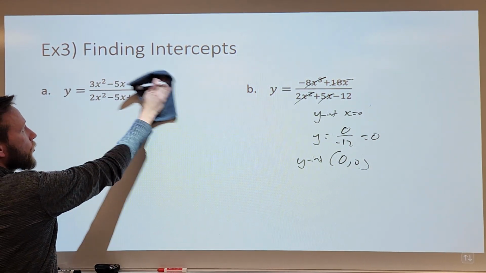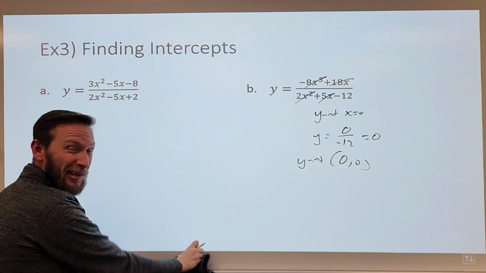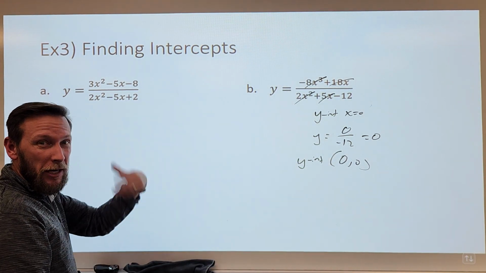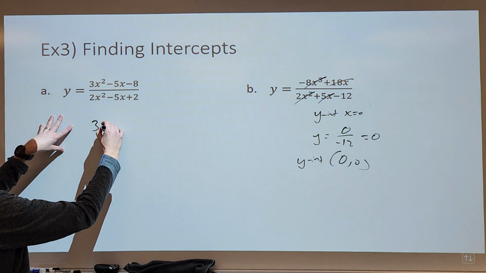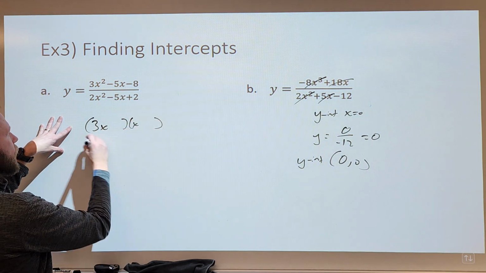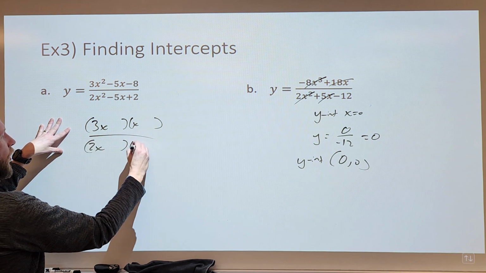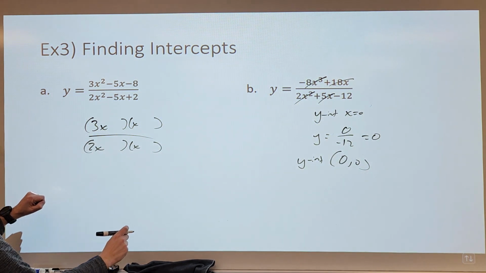Well, it happens when the numerator equals 0. But we can divide out any holes. We can divide those out. So we want to do a good job factoring. Let's see here. 3x, and in my denominator, I'm going to have 2x and x. And so I've got to do a good job here.